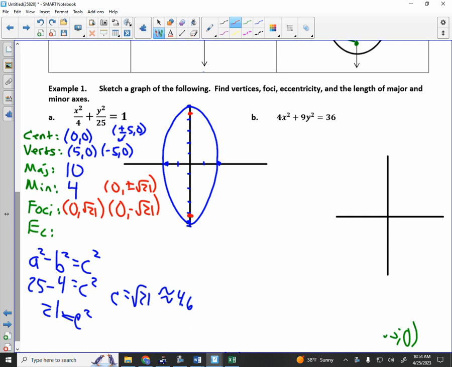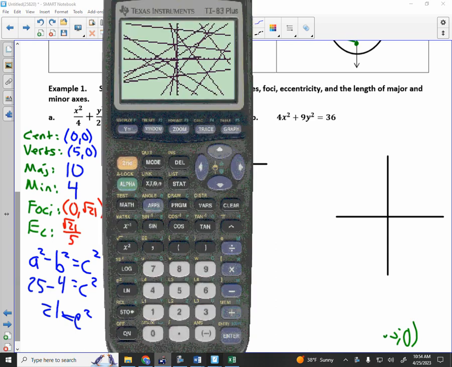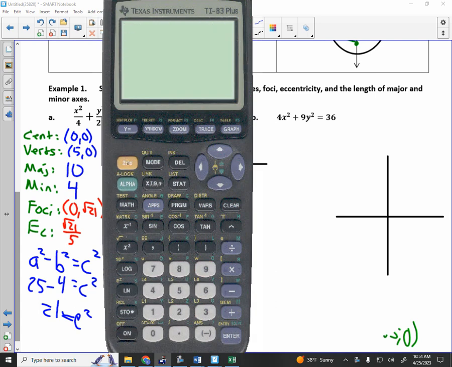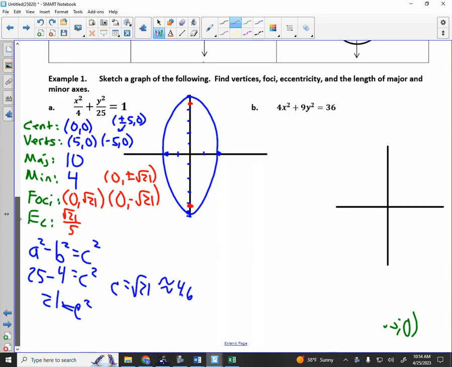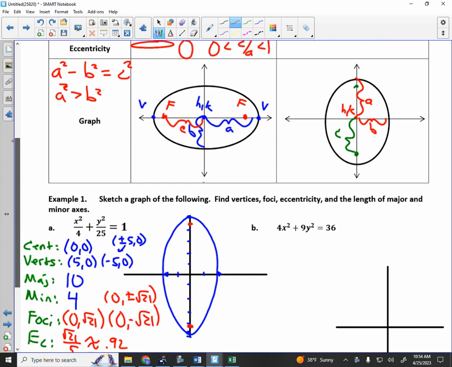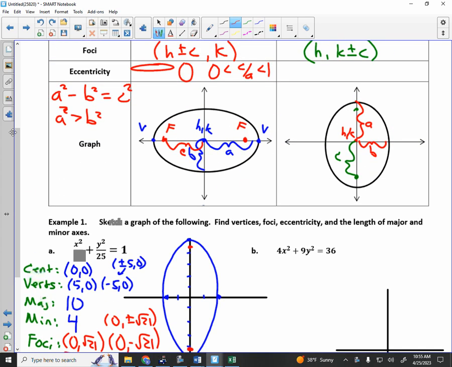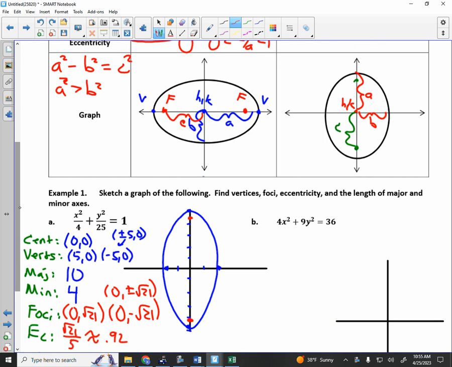Okay with that? Then finally, the eccentricity is your c value, which is the root of 21, and you divide it by a. Do you remember what the a value is in this problem? 5. And so if you take the root of 21 and divide it by 5, I get 0.92 approximately. I just want to make sure that number is between 0 and 1. And it's closer to 1, which means this is a fairly stretched ellipse. Okay. Not too bad.